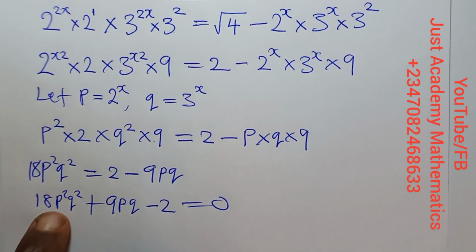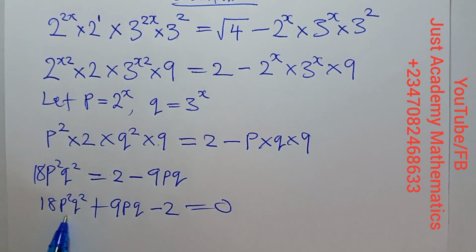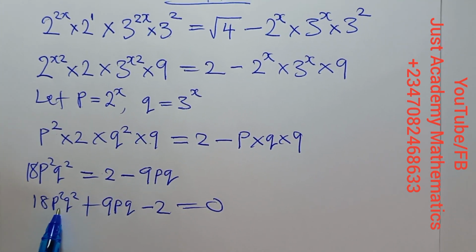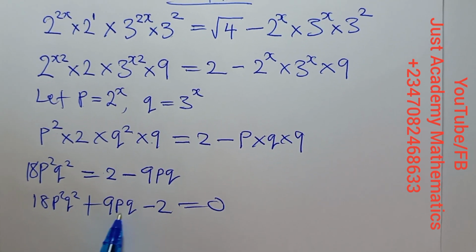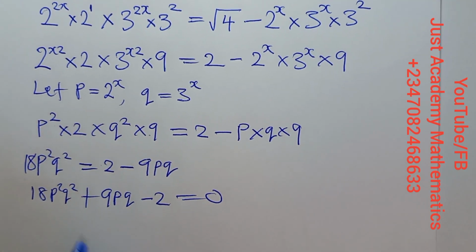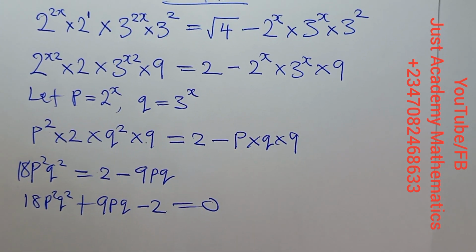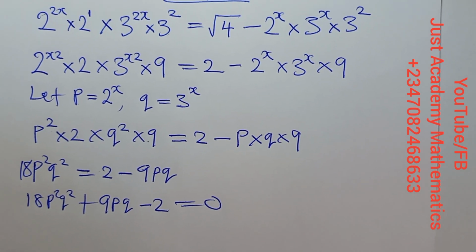Seeing pq as just one value, pq is just like a or p or m. So this is now a quadratic equation. So if we factorize this now, that means we have to look for two numbers we will add to give us what?